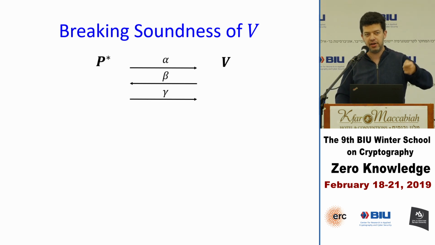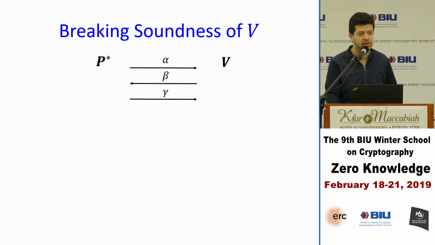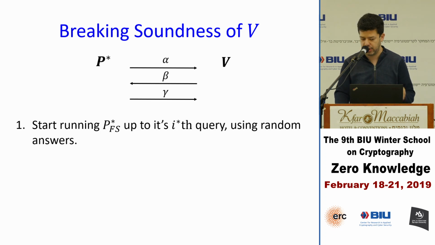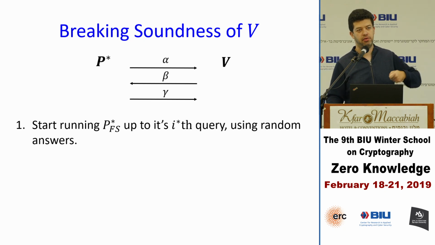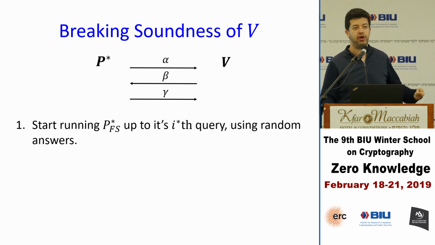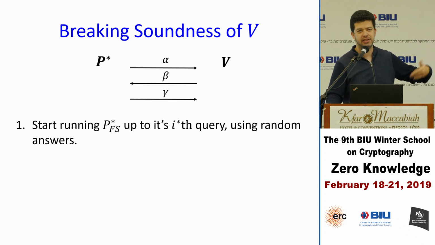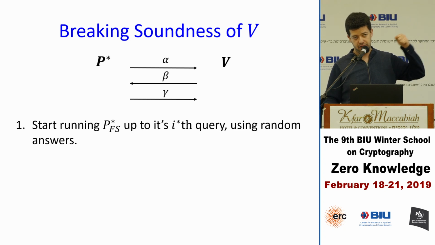So I want to produce an alpha such that, with good probability over beta, I produce a gamma that makes the verifier accept. I want to describe the cheating strategy, so I'm defining what P star does. It starts running the cheating prover for Fiat-Shamir, and whenever it asks for a query to the random oracle, I generate a fresh random answer and provide that. I've assumed it doesn't ask the same query twice, so I don't need to worry about repetitions. I continue until it hits the i-star query.